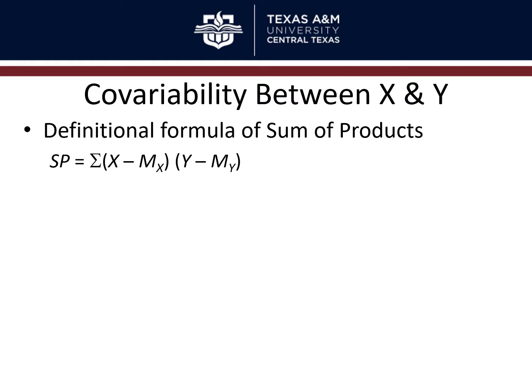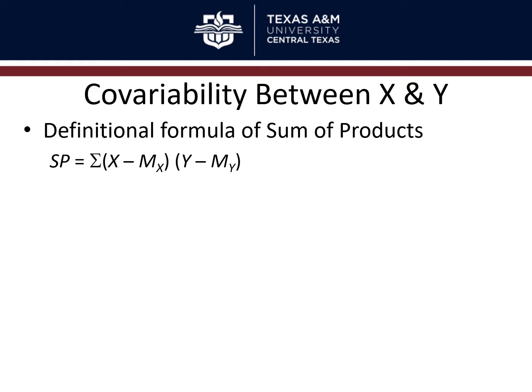But when X is above the mean and Y is sometimes above, sometimes below its mean, when X is below its mean, Y is sometimes above, sometimes below, you're going to have some positive products, some negative products, and they're going to wash out, and the SP is going to get closer to 0, right?